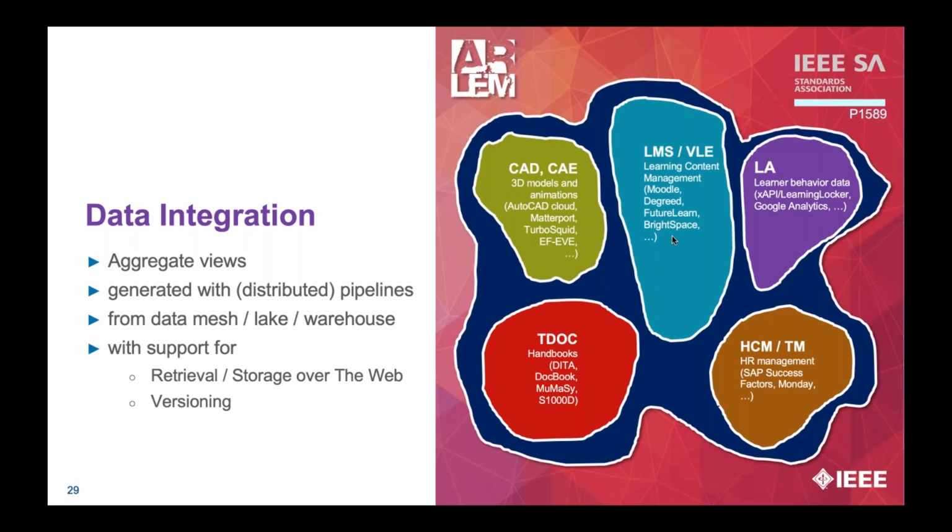So in that situation where we're basically facing a data mesh, if it's a modern approach, or a data lake, if it's still a modern approach, or a data warehouse, if it's a classic, we're facing the situation that a lot of the data required to execute instruction in the real world is already out there and needs to be aggregated in views using pipeline approaches that possibly are even distributed. And ideally, we do that on the web so that retrieval and storage and versioning and so on is all just happening on the web.